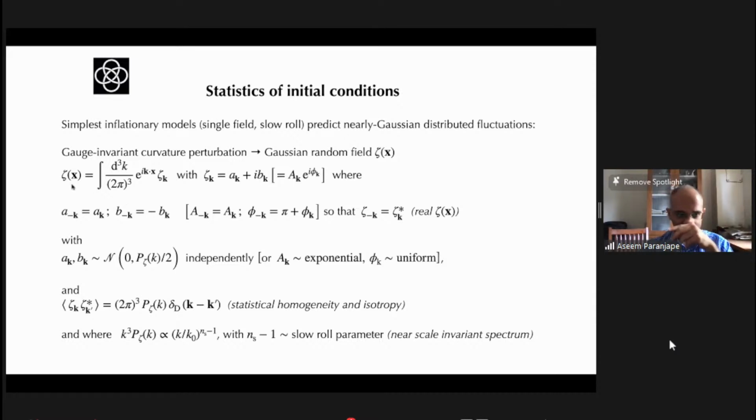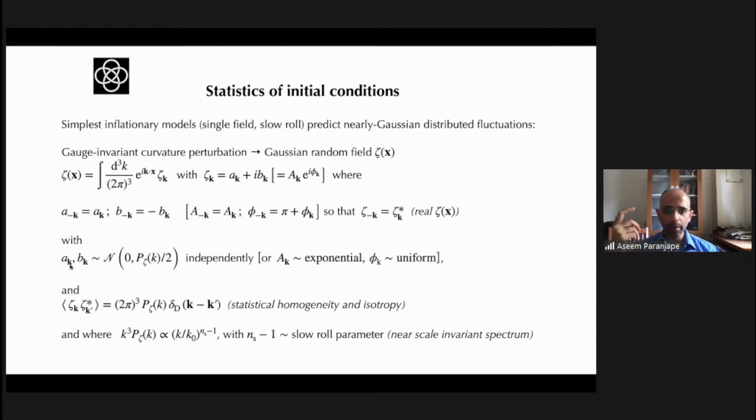And demanding that this zeta should be a real field places some constraints on the real and imaginary parts of the Fourier conjugate. So, for example, a of minus k should be a of k, and b of minus k should be minus b of k, so that my zeta of minus k is zeta star of k, so that my zeta of x is real. And the Gaussian randomness comes from saying that these a_k and b_k, for every vector k I have a number a_k and a number b_k given to me, should be Gaussian random numbers, and they should be independent Gaussian random numbers.